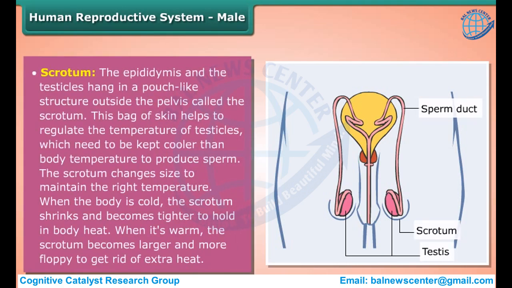Scrotum. The epididymis and the testicles hang in a pouch-like structure outside the pelvis called the scrotum. This bag of skin helps to regulate the temperature of the testicles, which need to be kept cooler than body temperature to produce sperm. The scrotum changes size to maintain the right temperature. When the body is cold, the scrotum shrinks and becomes tighter to hold in body heat. When it is warm, the scrotum becomes larger and more floppy to get rid of extra heat.